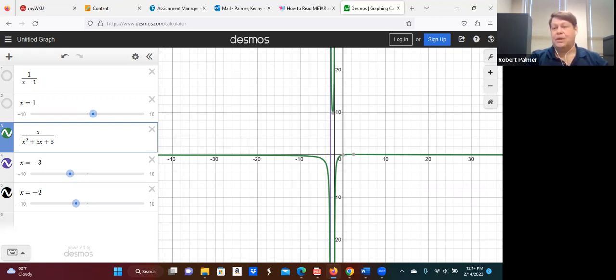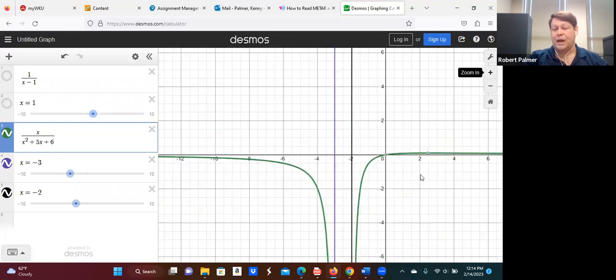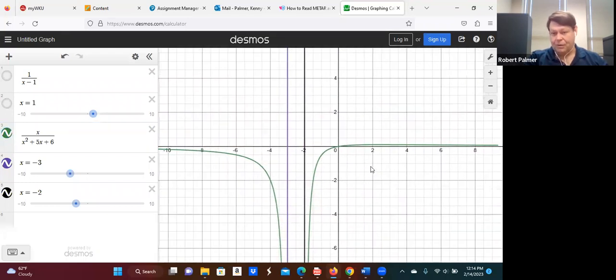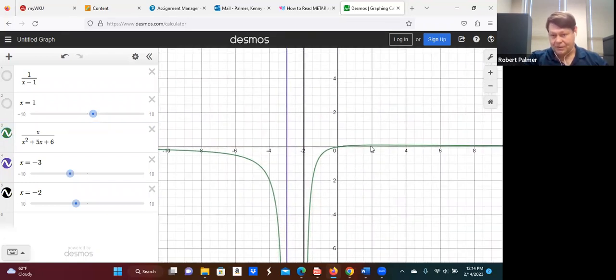Now, one thing to keep in mind is a graph can cross a horizontal asymptote, as it does right here at our intercept. A graph can never cross a vertical asymptote, but it can cross a horizontal asymptote, only close to the origin. Far from the origin, it doesn't cross it. It just approaches it forever, the same way a graph approaches a vertical asymptote.